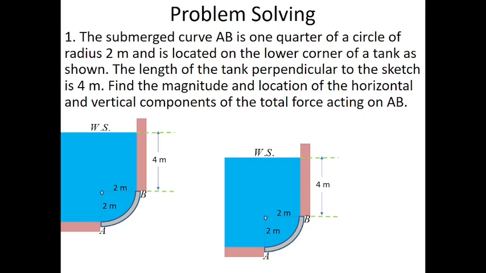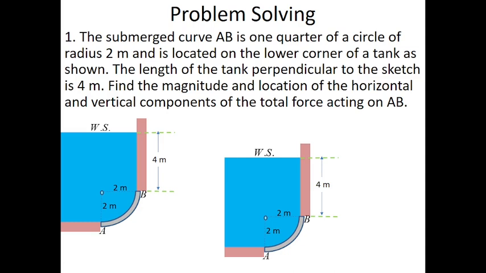So, let's solve a problem. So, the submerged curve AB is 1/4 of a circle of radius 2 meters and is located on the lower corner of a tank as shown. So, this is the lower corner. Okay. The length of the tank perpendicular to the sketch is 4 meters. Okay. Find the magnitude and location of the horizontal and vertical components of the total force acting on AB.